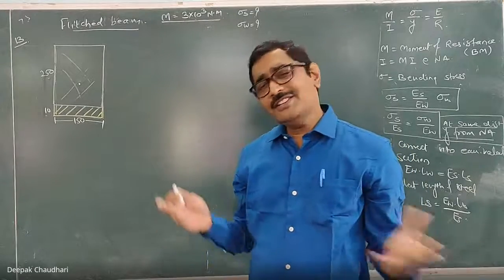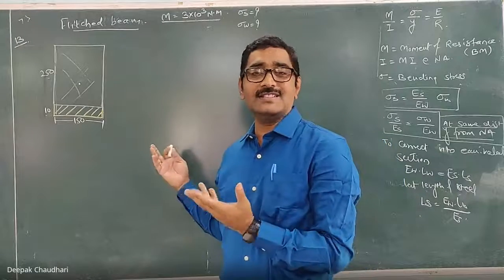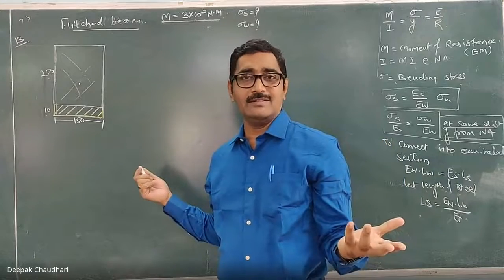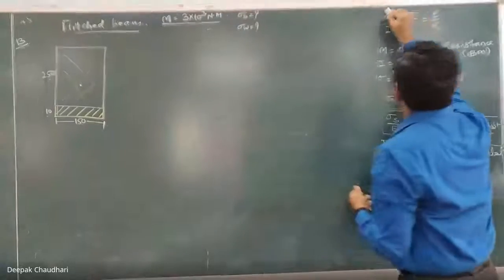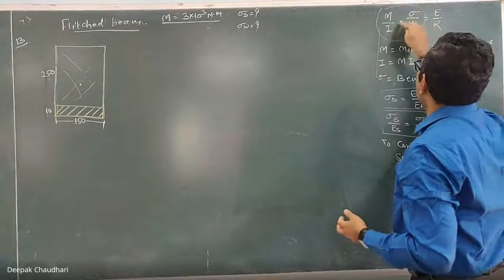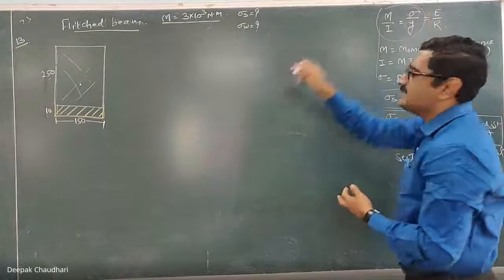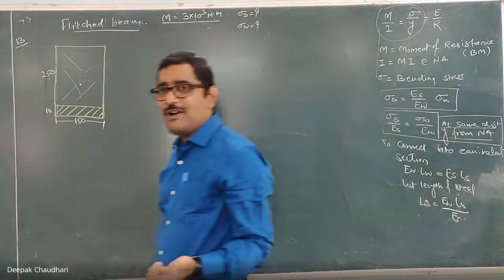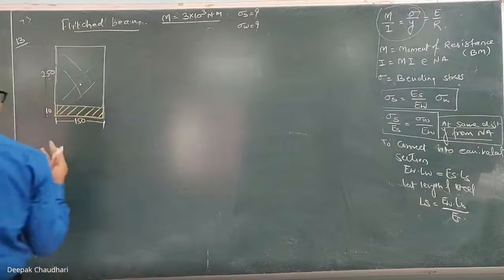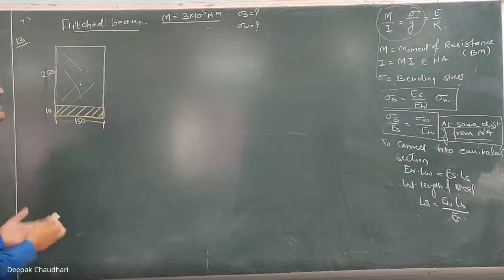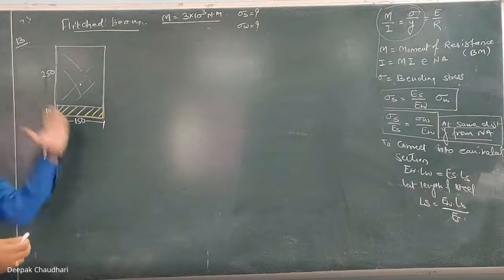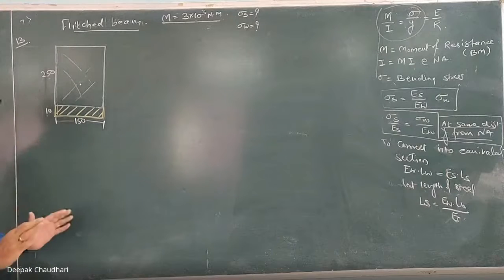Okay, in that case it is very easy to calculate the stress in the steel or any material. We just use this formula, M/I equal to sigma upon y, and we get this stress at a distance of y. But here it is a little bit different. We have to calculate the stress in the steel and the wood because of this bending. So, how to solve it?